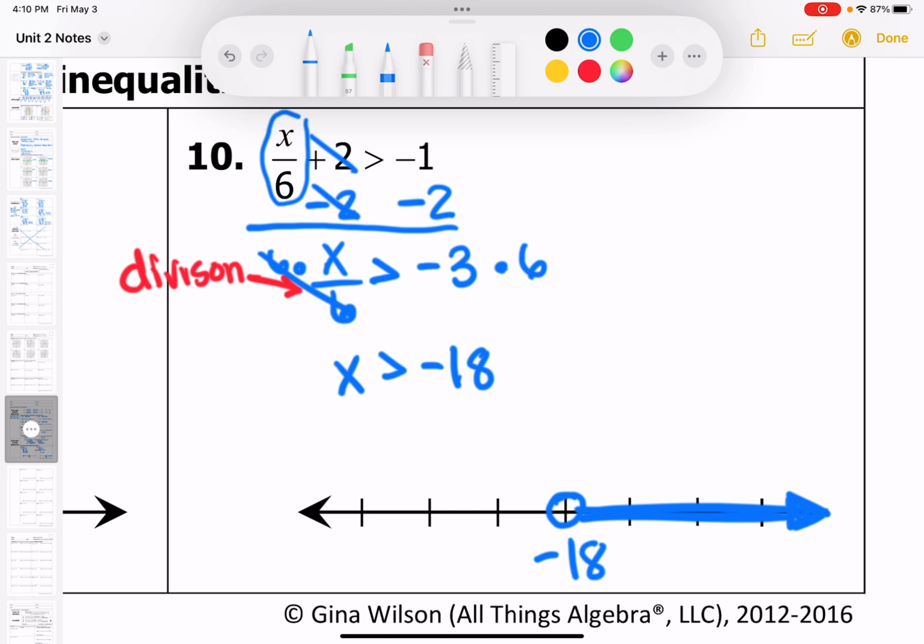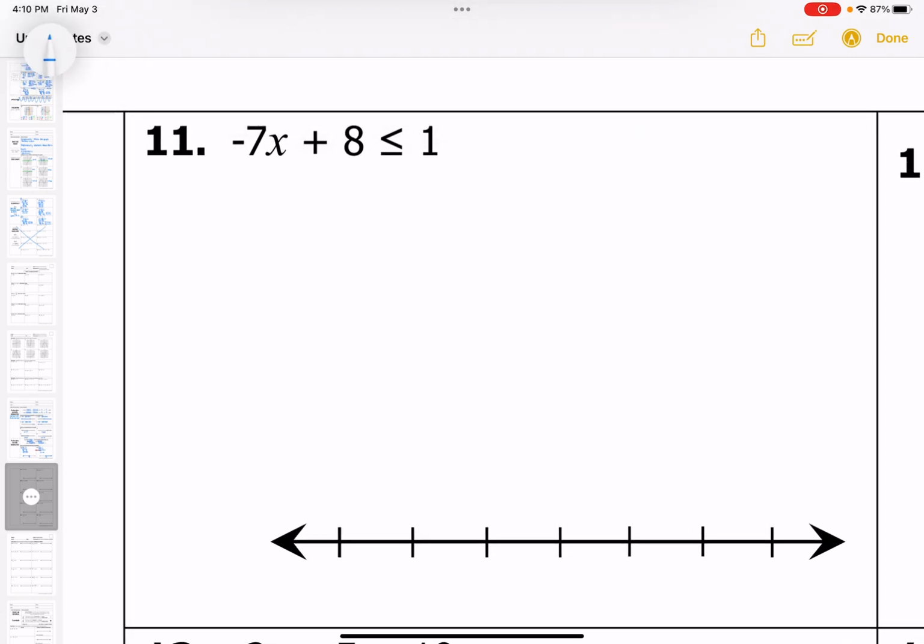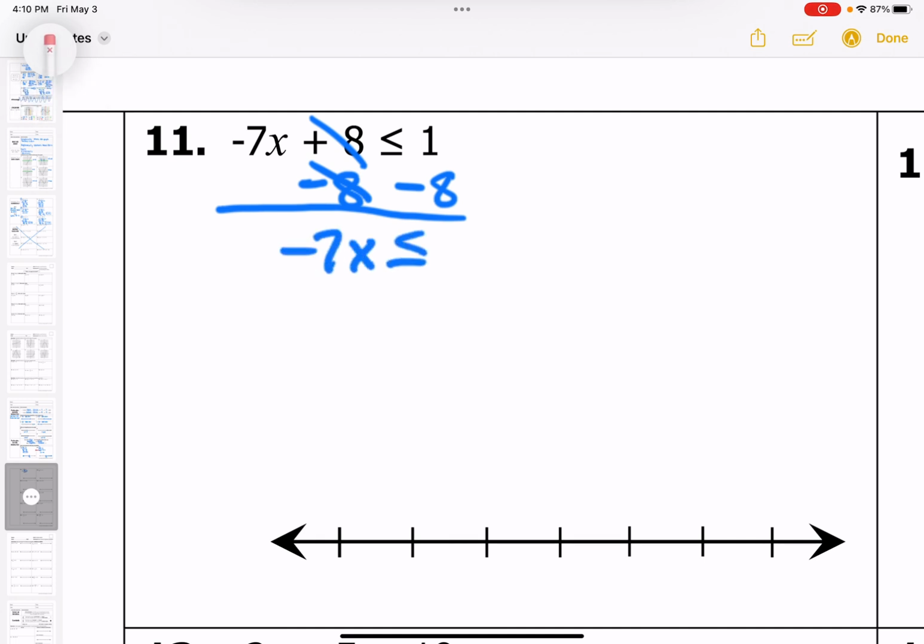All right, let's look at the back. So we have negative 7x plus 8 is less than or equal to 1. So just like any other problem, I need to get negative 7x by itself. So to move that positive 8, I'm going to have to subtract. So I'm left with negative 7x is less than or equal to 1 minus 8, which is negative 7.